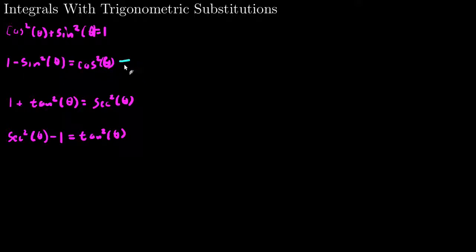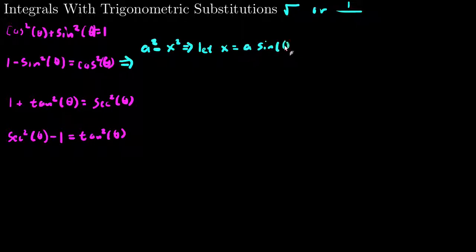So this one here shows me that if we have an a squared minus x squared being the variable part, in a square root or in a fraction, so this is going to help me with things under square roots or in fractions, then I will let x equal a sine theta, because I'll end up with something that's going to end up being 1 minus sine squared, which will reduce.